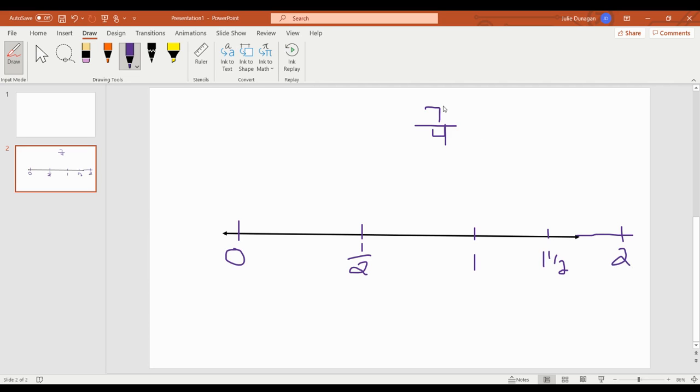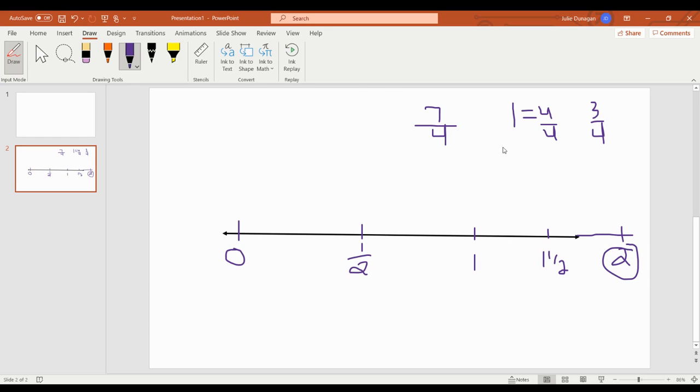Okay, so we know 7/4 is more than 1. We know we have 1 and almost another whole, right? Because 1 would be 4/4, if we wanted to look at it this way, which then leaves us with 3/4. So 1 3/4 is about 2.